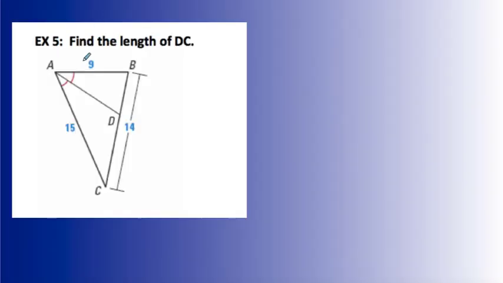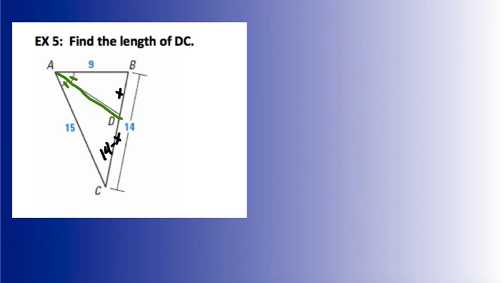Okay, so example 5. We can see that we've got an angle being bisected right here. So that tells me that this is a ray, even though it stops, okay? But this one's trickier, because I actually have to take that 14 and break it into parts, because the theorem says it divides the sides proportionally to each other. So I'm going to call this x, and if that's x, then this side would be 14 minus x, okay?